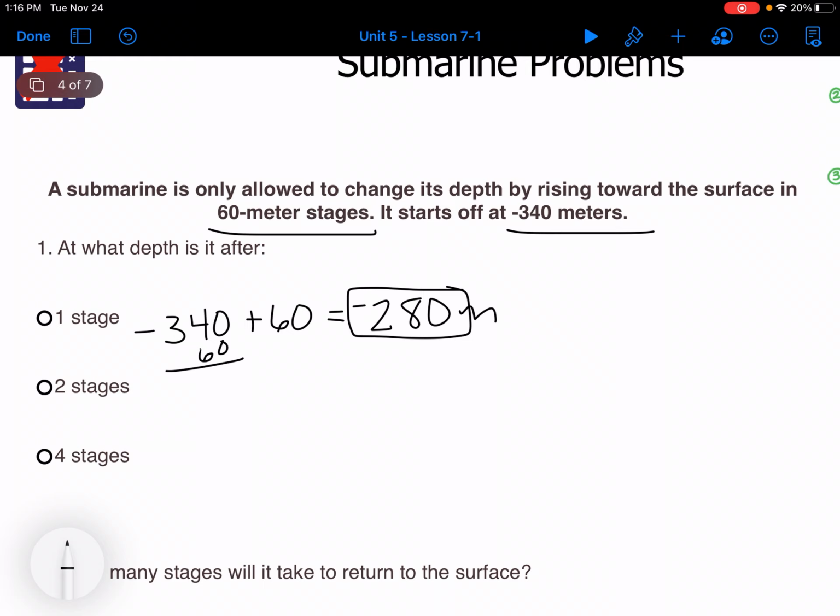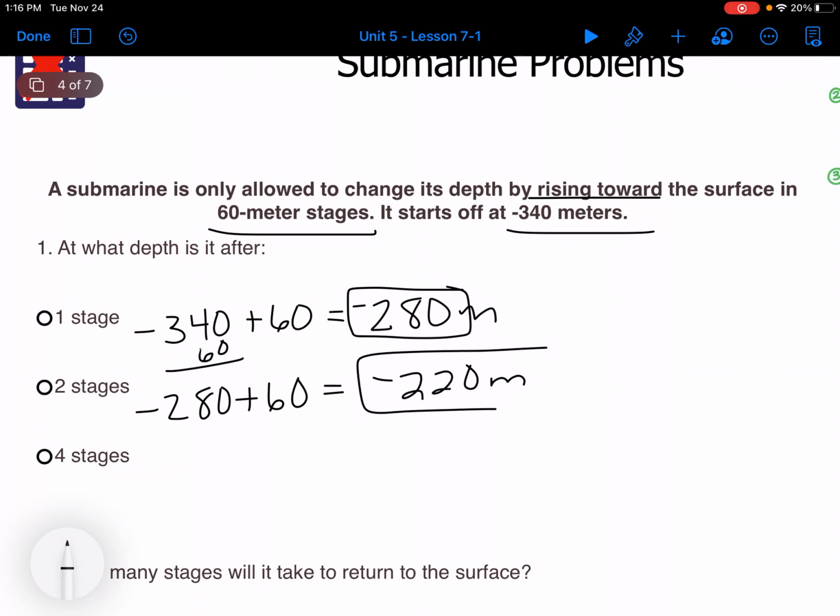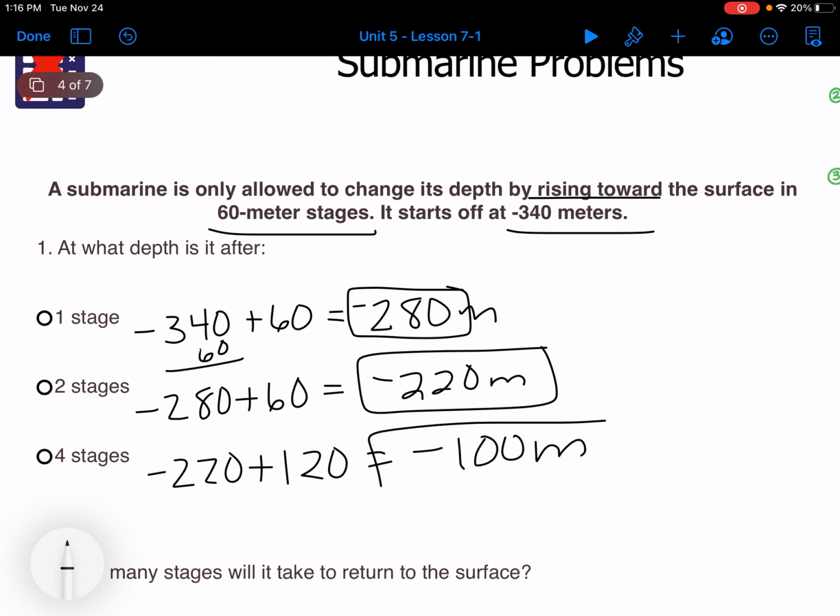So that's after 1 stage. So we're going to add another 60 because it's trying to go up, right? It's rising towards the surface. So I subtract again, and I'm going to end up at negative 220 meters. Now after 4 stages, so now we're doubling up. So negative 220 plus, so 2 more stages would be 120. So the signs are different, so I'm going to subtract again, and I'm still 100 meters below sea level.